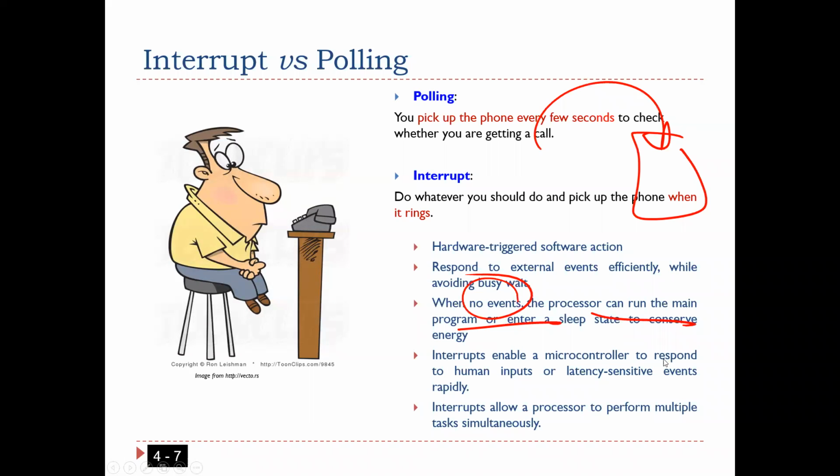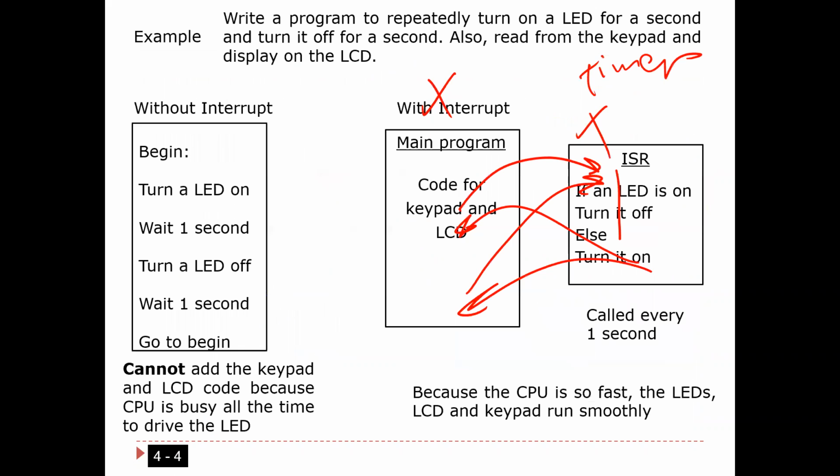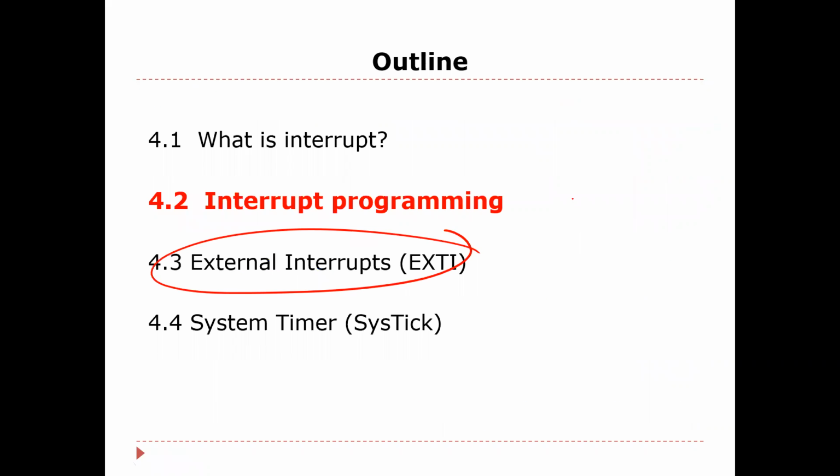Interrupts enable the microcontroller to respond to human input. What do I mean by human? That's what we're going to do in the coming lab. In the coming lab, we are going to connect the external pin here. This one, we are going to connect to a push button. So every time I push the push button, you are going to trigger an interrupt, okay?